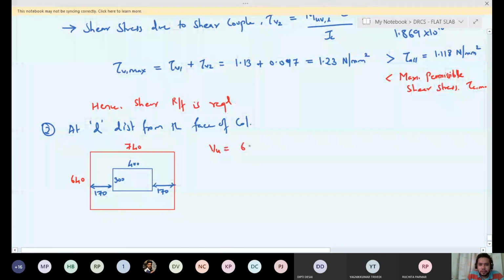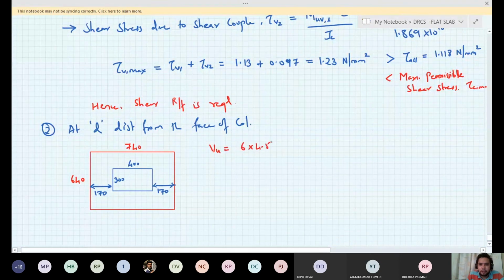So VU will be 6 into 4.5, that is the width of the panel, minus this size, that is 0.74 into 0.64, whole multiply by 15. Okay, so how much is this value? Then you have to find the tau V1. So tau V1 will be this VU divided by b0 into d.